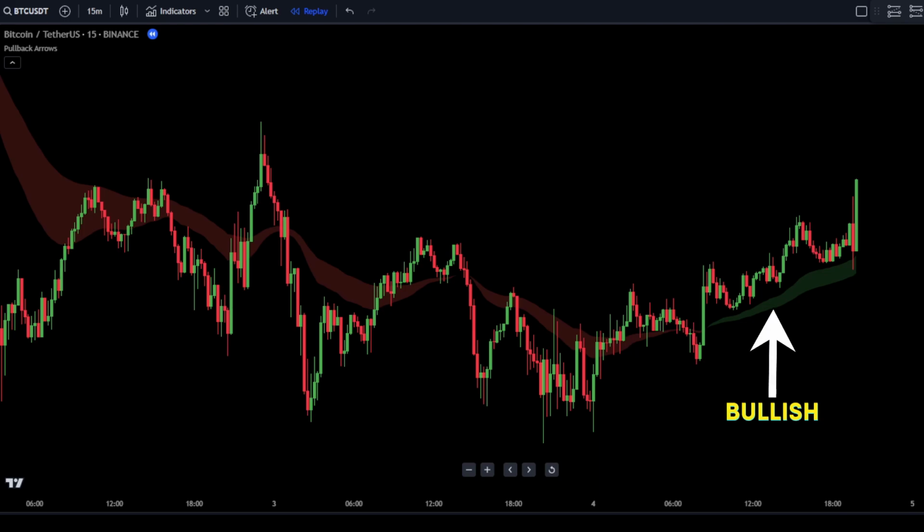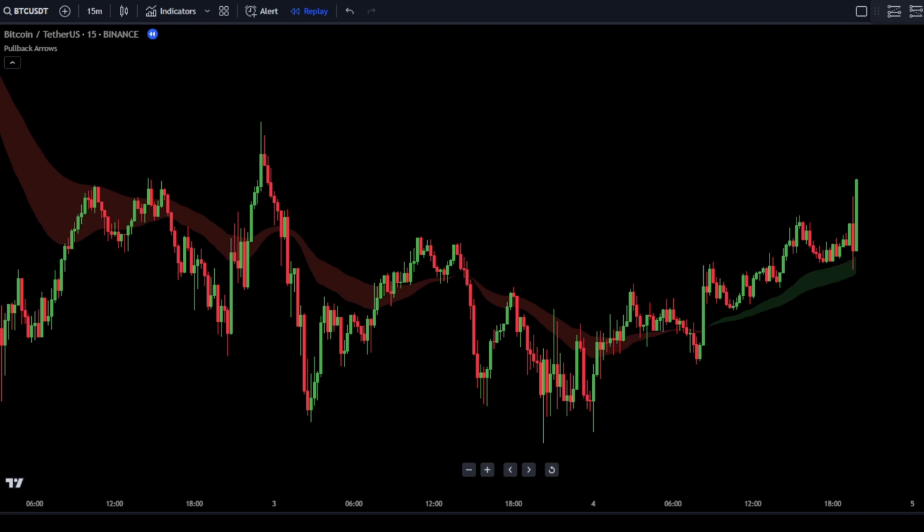If the EMA cloud is green, it indicates a bullish trend. In this case, your main focus is to find the best pullback point before placing a buy entry. On the other hand, if the EMA cloud is red, it signals a bearish trend. In this case, your main focus is to find the best pullback point before placing a sell entry. To find potential pullback areas, you can wait for the price candlestick to test the pullback arrows area first. Make sure that the trend doesn't change during the pullback.